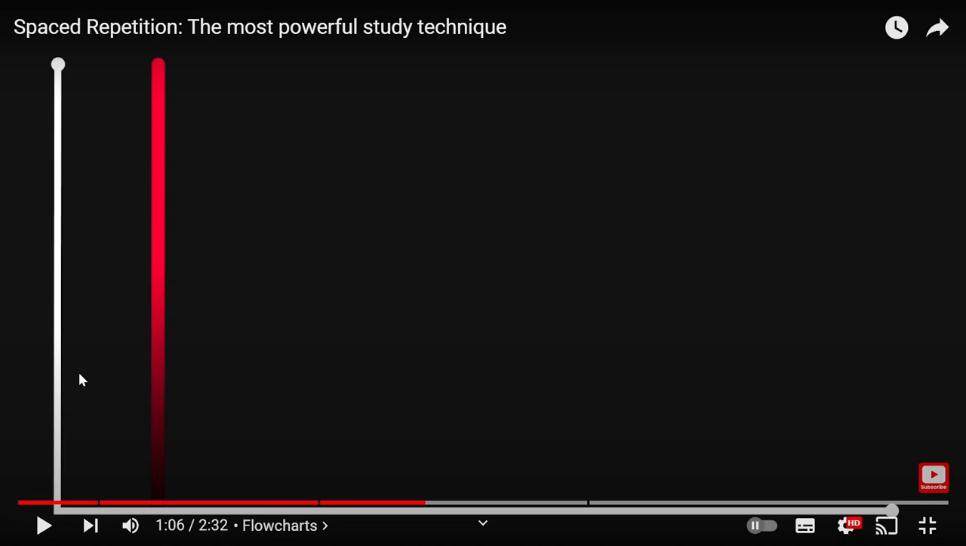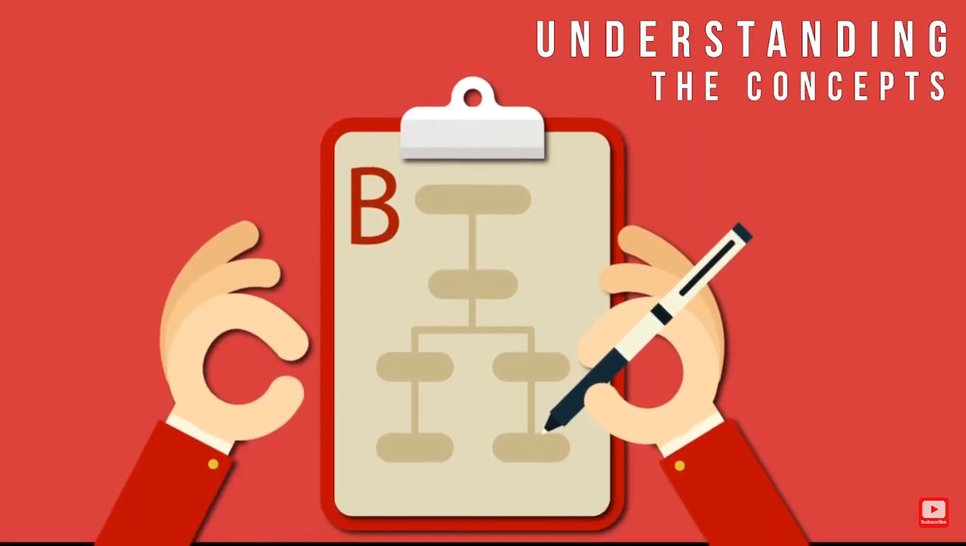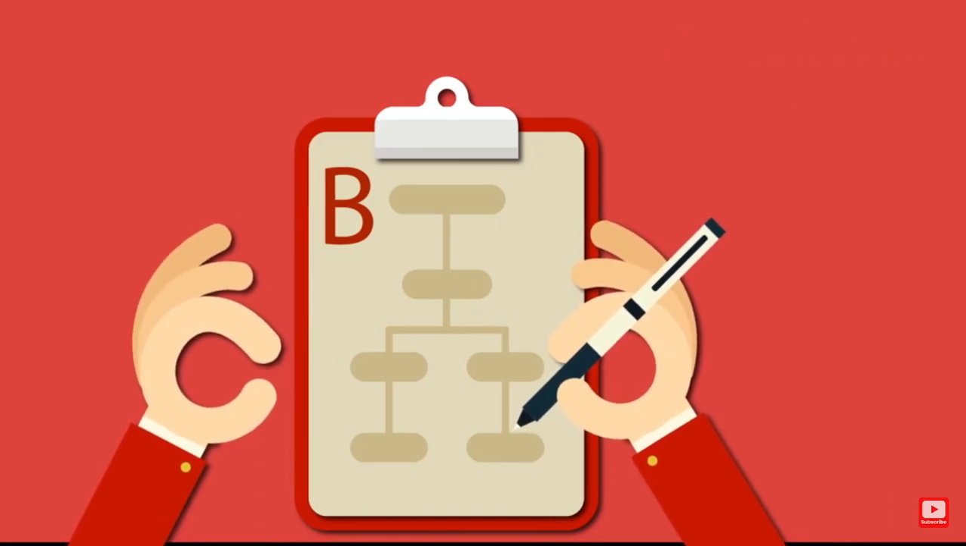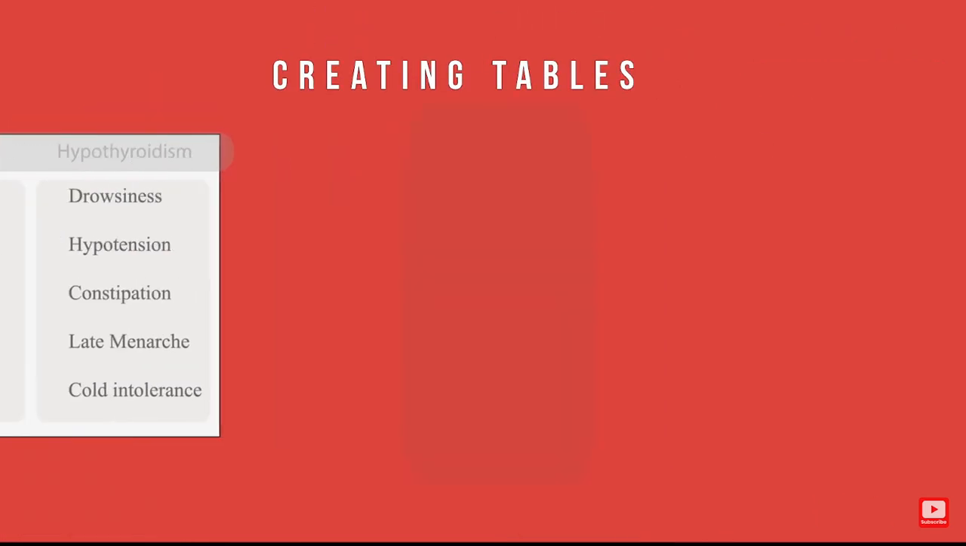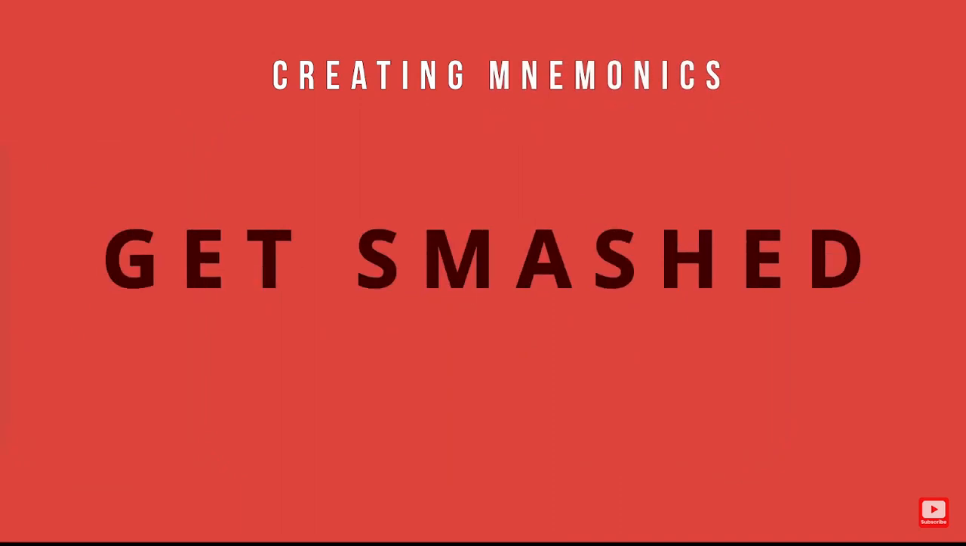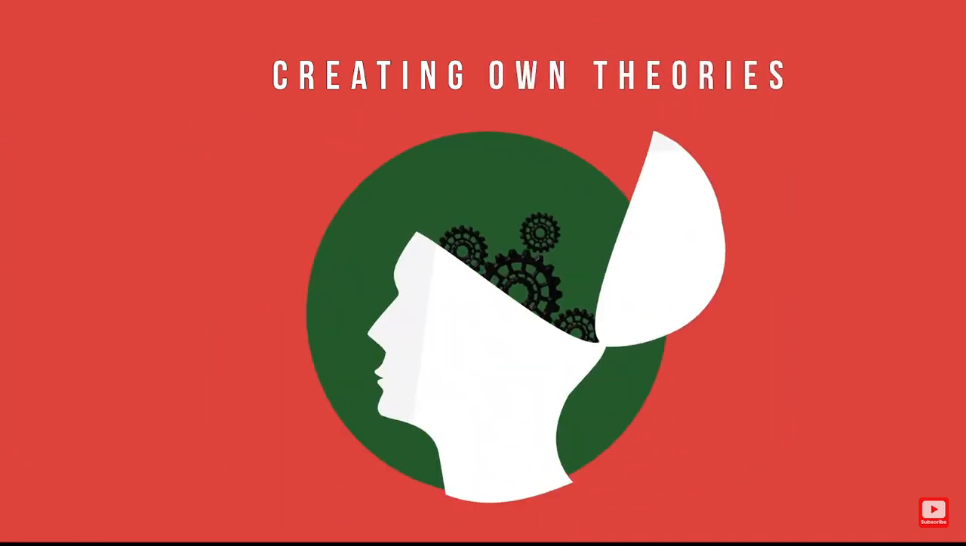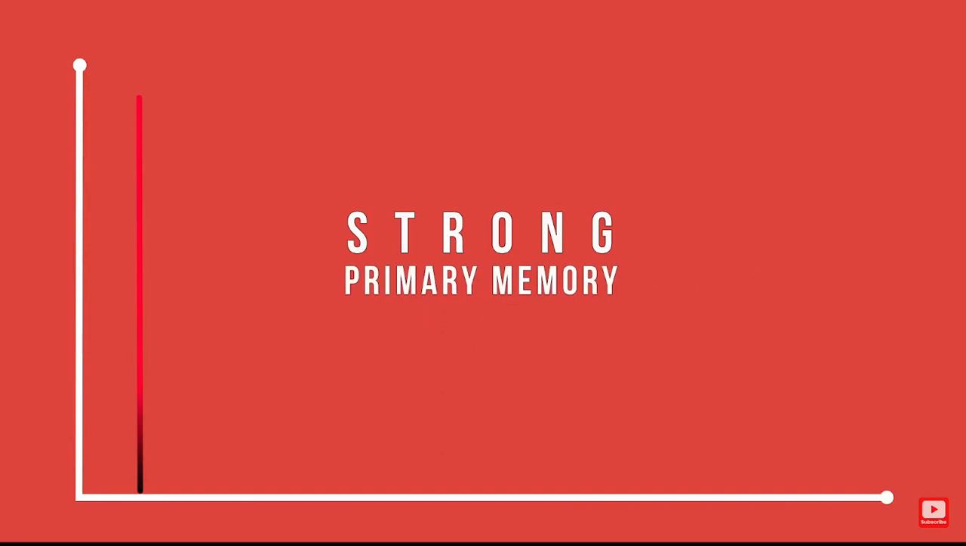So that first spike is really tall. The key to a strong primary memory is understanding the concept rather than cramming. Flowcharts are one way to achieve this. There are other techniques like creating tables, mind maps, mnemonics, and Picmocs. But my favorite technique is creating my own theories. Understanding the concepts before memorizing them is the secret to a strong primary memory.